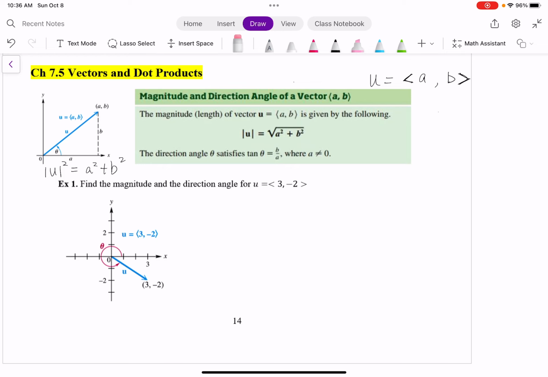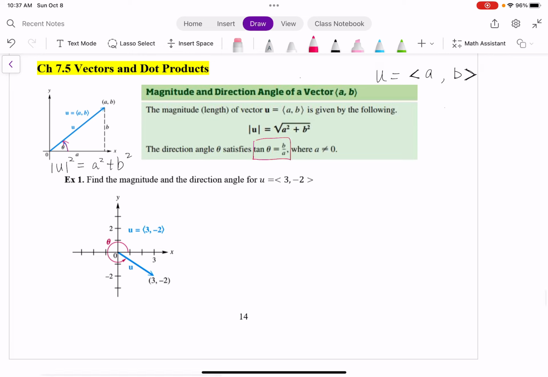All right, we also formed an angle theta, from the initial side, which is the positive x-axis, to the terminal side, which is the vector u. Opposite of theta is b, and adjacent of theta is a. So if I know the endpoint (a, b), then tangent theta equals b over a, where a is not 0. If a is 0, the bottom is undefined.